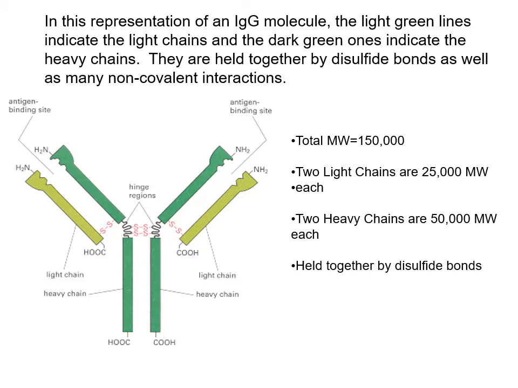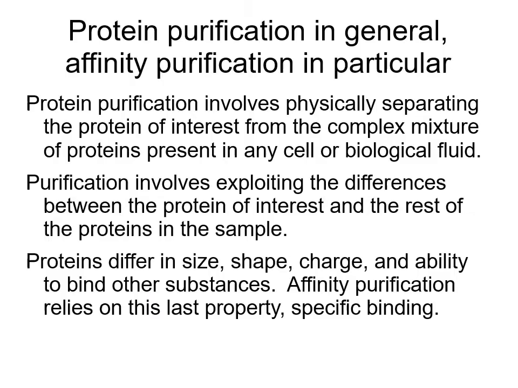Okay, so here's a representation of an IgG. You'll often see this particular representation because it makes it pretty clear what's going on with this molecule. The light green parts are the light chain. There's two of them, and the darker green is the heavy chain. And we can see that they're associated physically with one another, and you can see the disulfide bonds that are connecting them, some of the disulfides. So these are the molecules we're going to try to purify, and we will.